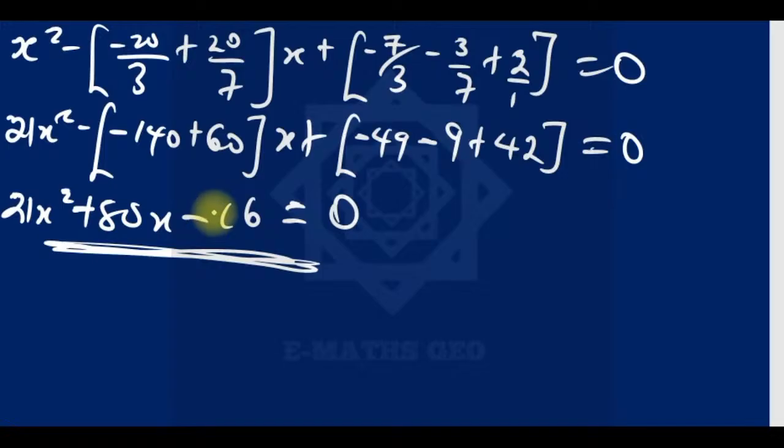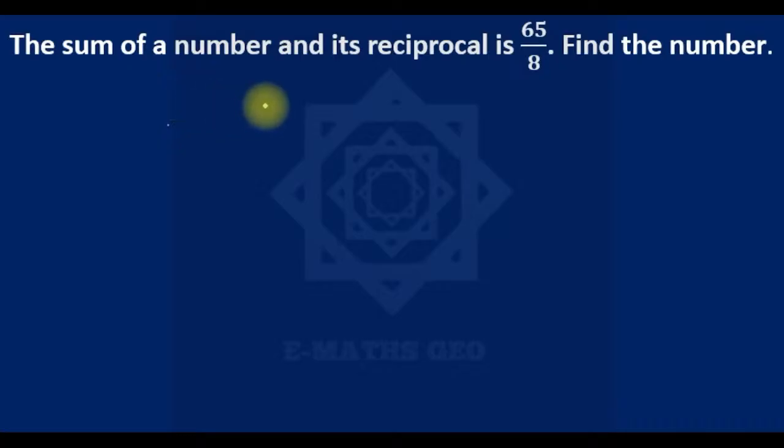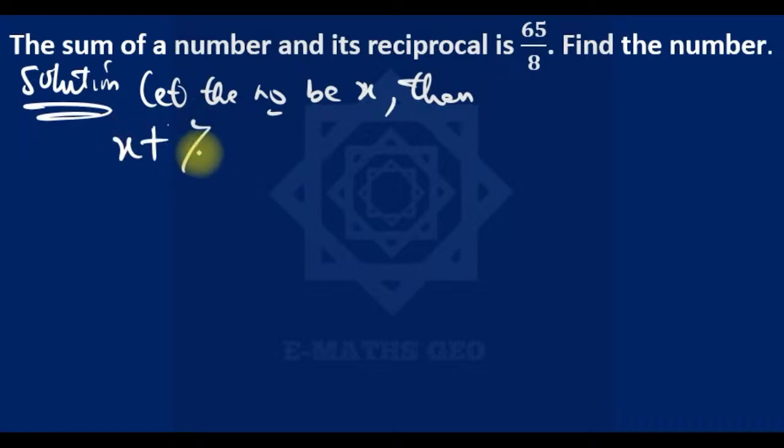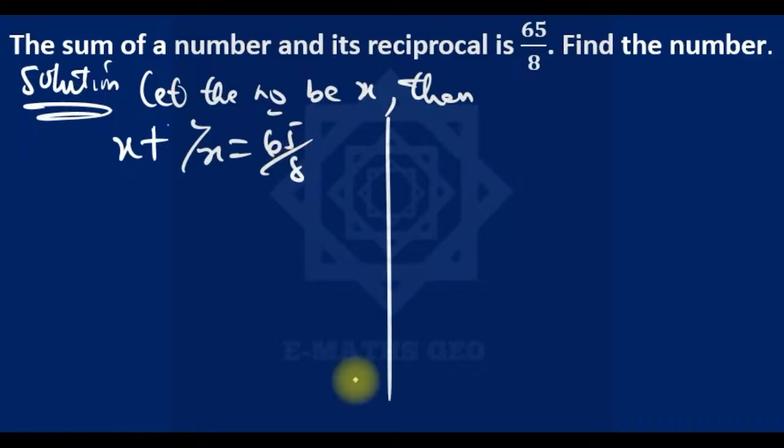So while solving such a question, you need to be very careful. Now we are asked: the sum of a number and its reciprocal is 65 over 8. We are asked to find the number. So let the number be x. Then they told us that x plus 1 over x is 65 over 8. So we have to find the number x.